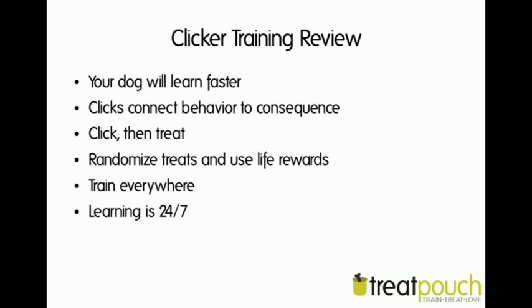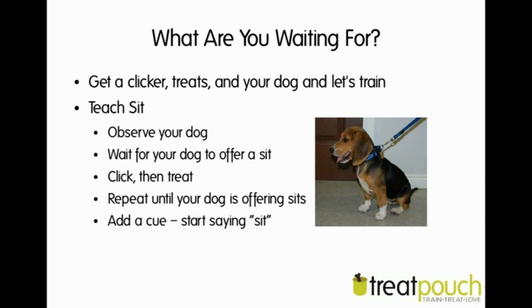Clicker training review. Your dog will learn faster being clicker trained. Clicks connect behavior to consequence. It's click, then treat. Randomize treats and use life rewards. Train everywhere. And your dog is learning 24/7. So what are you waiting for? Get your clicker, get some treats, grab your dog, and let's do some training.